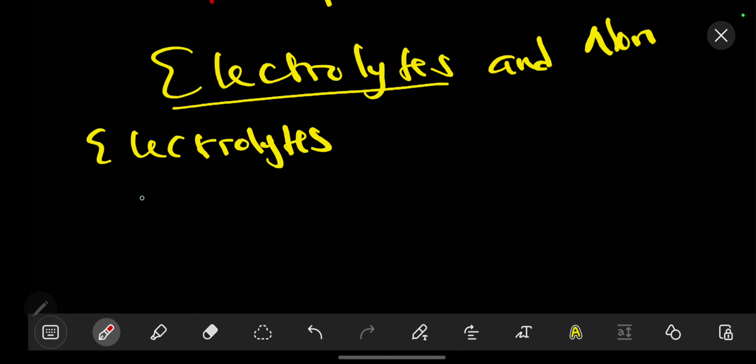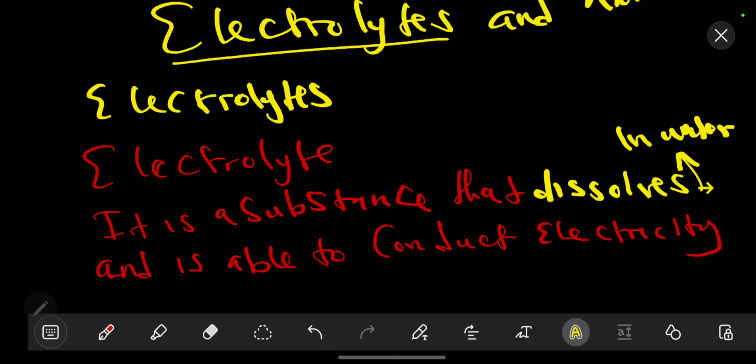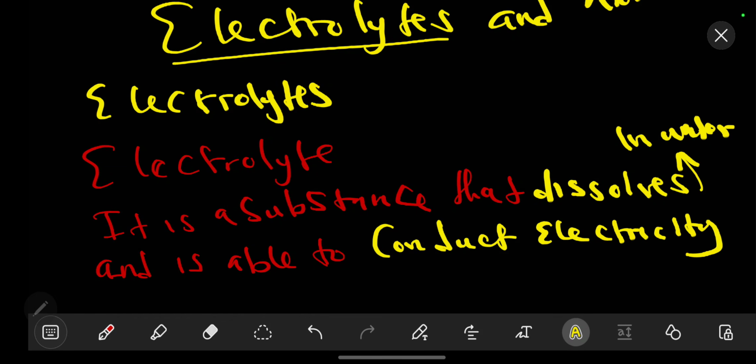So here today we're going to be looking at electrolytes. So what is an electrolyte? An electrolyte is a substance that dissolves and is able to conduct electricity. If a substance is able to dissolve in water, it does not only need to dissolve but also be able to conduct electricity. So that is what we call an electrolyte.